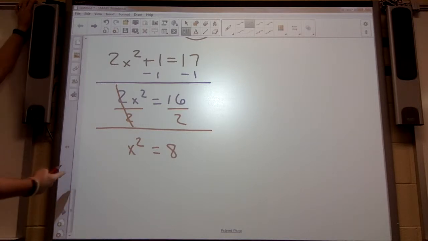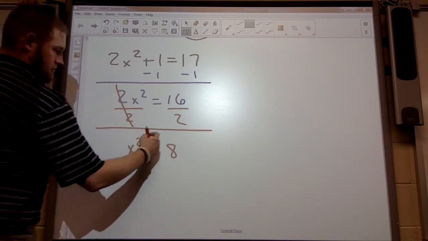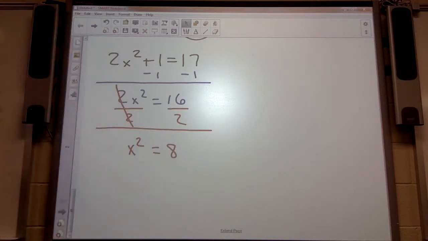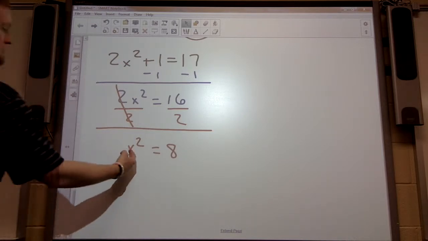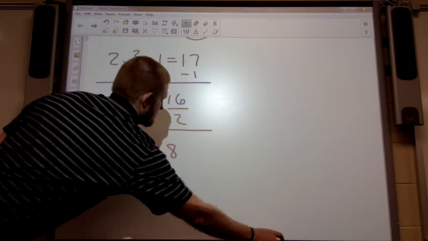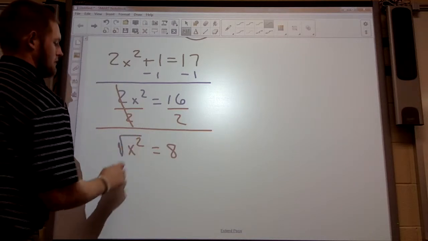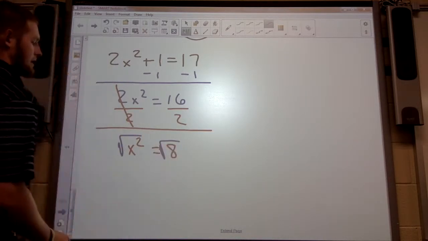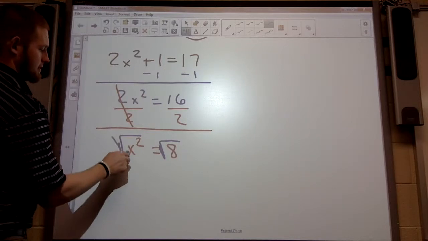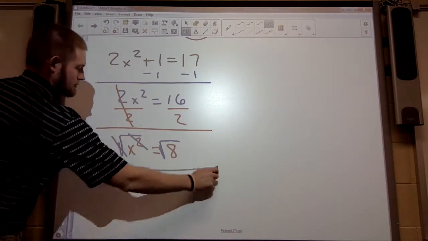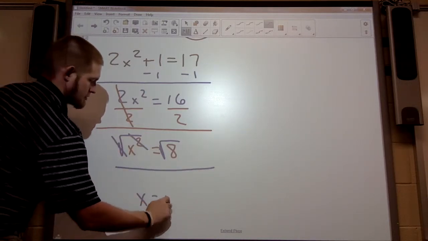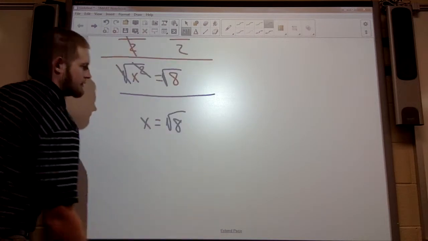X is by itself now, but it's still squared. How do you undo squaring something? Well, just like the opposite of multiplication is division, the opposite of addition is subtraction, the opposite of squaring something is square rooting something. So I want to square root both sides. These cancel, so I should get x equals the square root of 8.